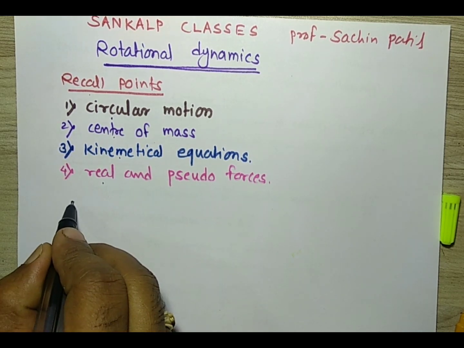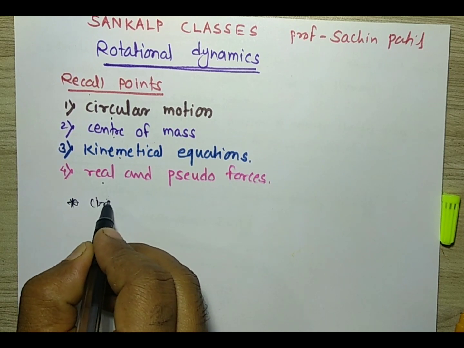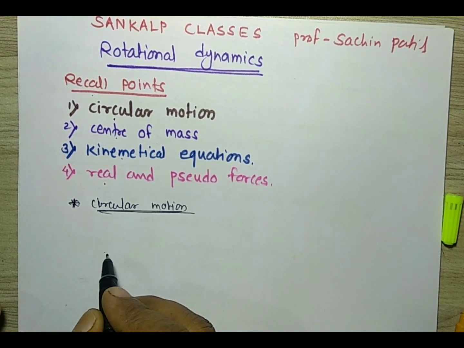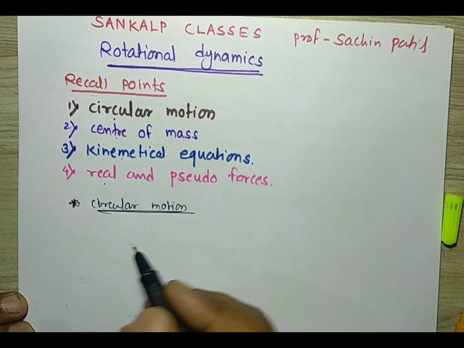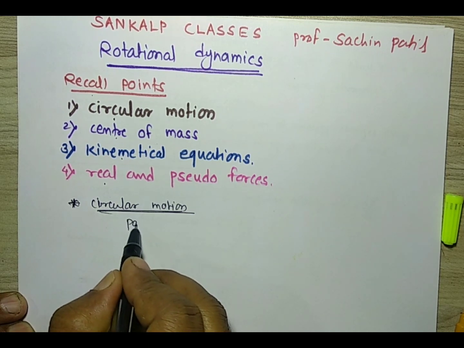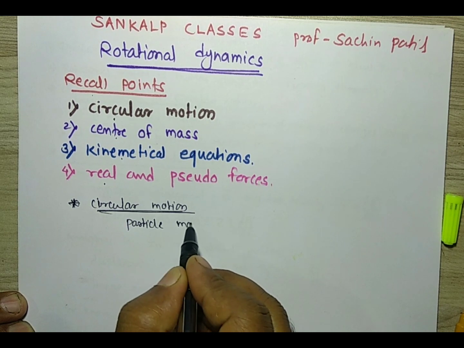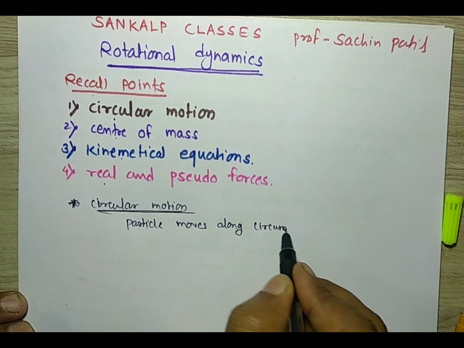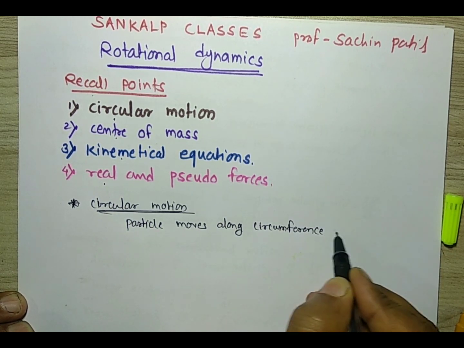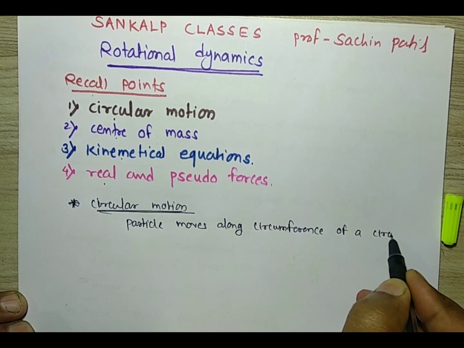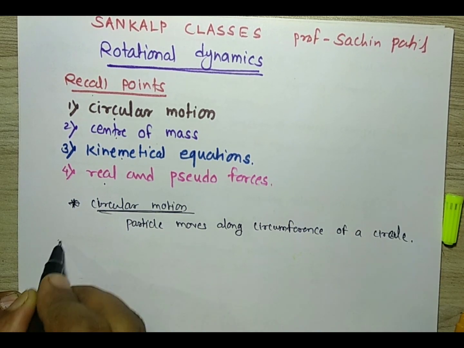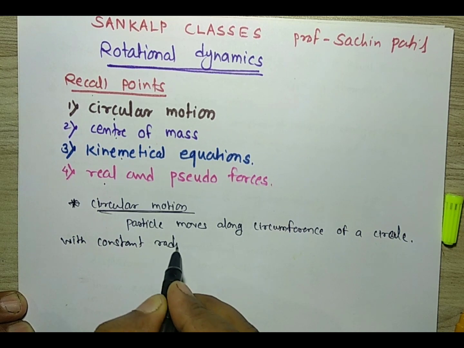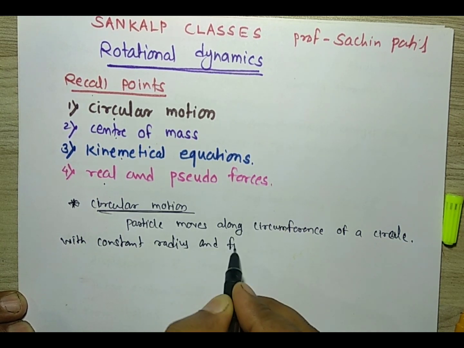Circular motion. In circular motion, we will get the considerations like this: a particle moves along the circumference of a circle with constant radius and fixed center.